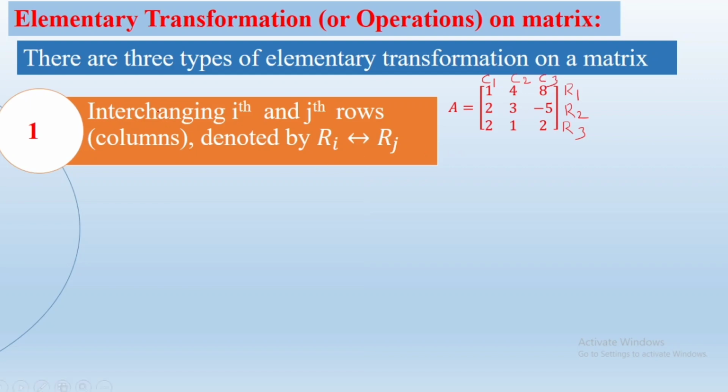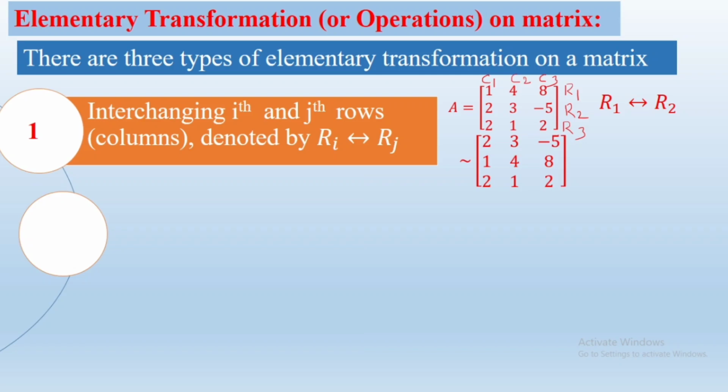Simply here we interchange, friends. So interchange R1 and R2. Then we get the matrix [2 3 -5; 1 4 8; 2 1 2]. We interchange R1 and R2, friends. Similarly we can interchange R2 and R3, or R1 and R3. Similarly we can interchange columns also, friends: C1 and C2, C1 and C3, and C2 and C3. This is the first type, friends.